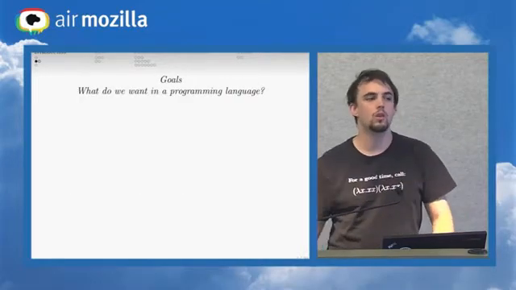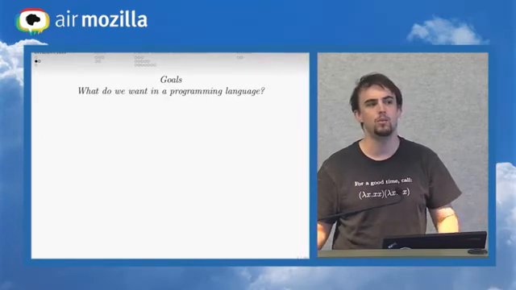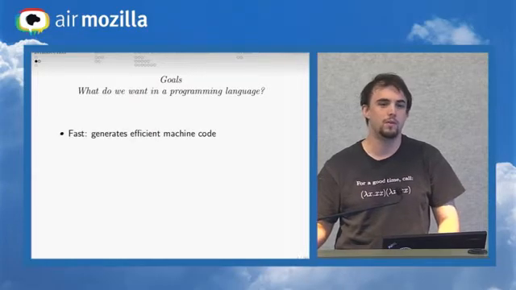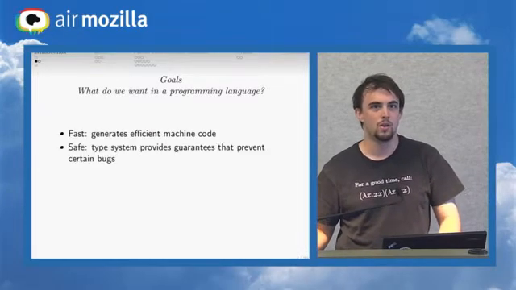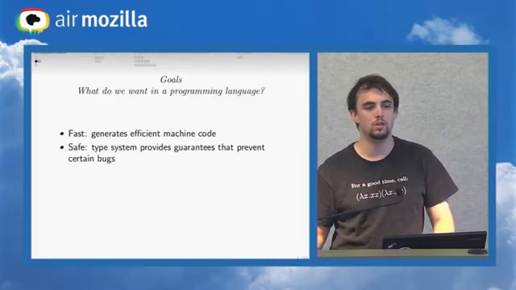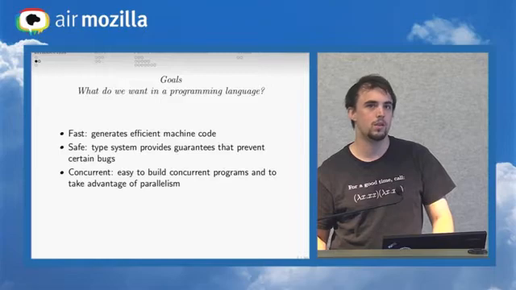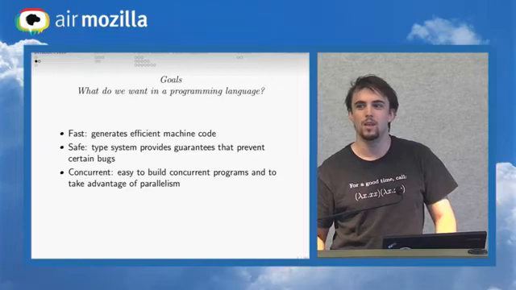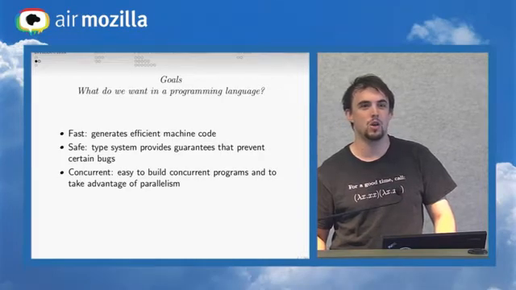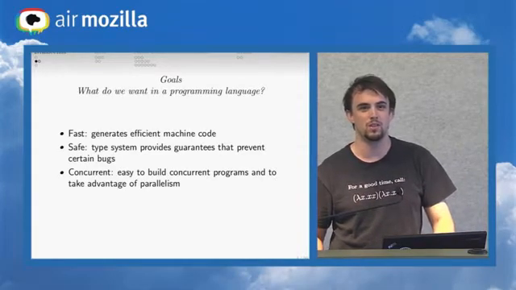Okay, so one thing is, what do we want out of a programming language? And when I say we, I mean Mozilla, I guess, the sort of people who might want to write a web browser. Okay, so we want it to be fast, right? We want it to generate efficient machine code. We want it to be safe. We want the type system to rule out certain bugs so we can more easily write robust software. And we want it to be concurrent so that it's easy to build concurrent programs and take advantage of parallelism, right? And if this was an architecture talk, I'd display the graph of Moore's law leveling out. That's the start of every talk about parallelism, but I'm not going to.